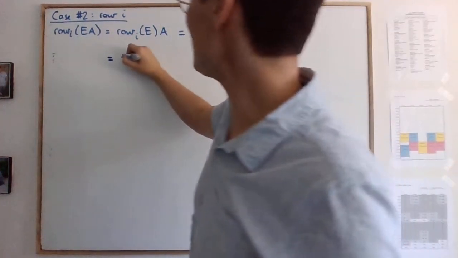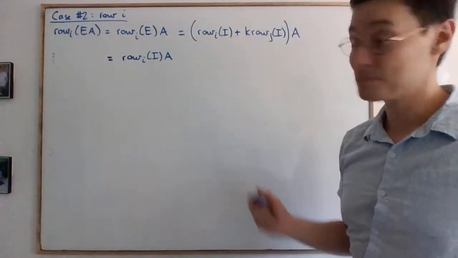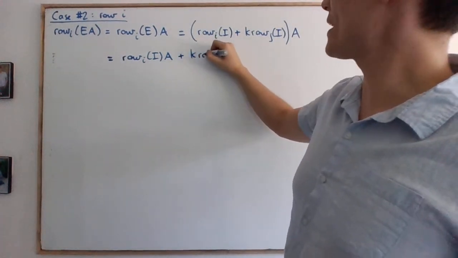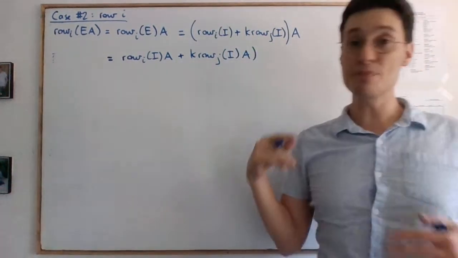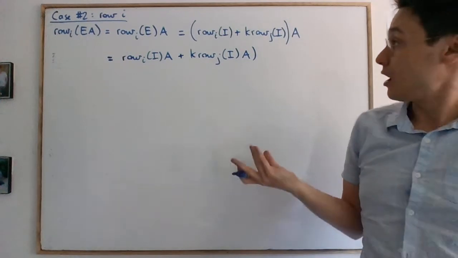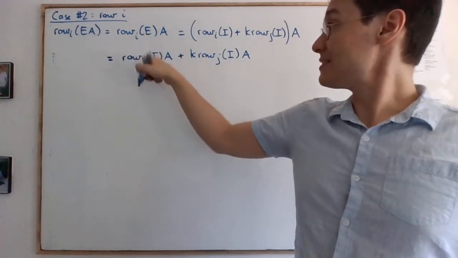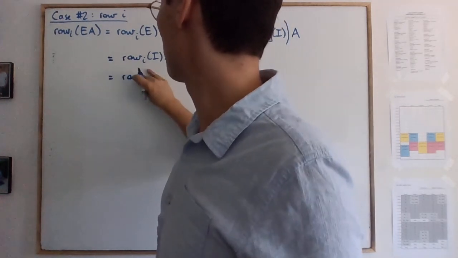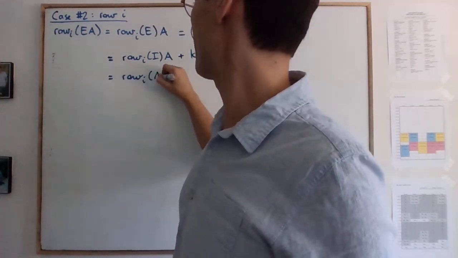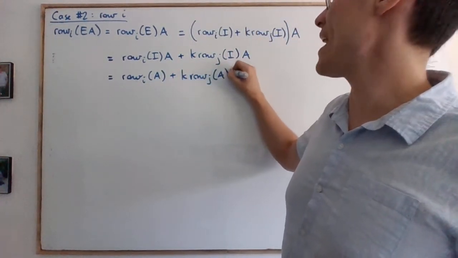So it means that this is the same as writing the row i of I times A plus k times the row j of I times A. We distribute on the right. Then we use the same identity on each term. In other words, this is the row i of A plus k times the row j of A. And now we're ready to conclude. Here we go.